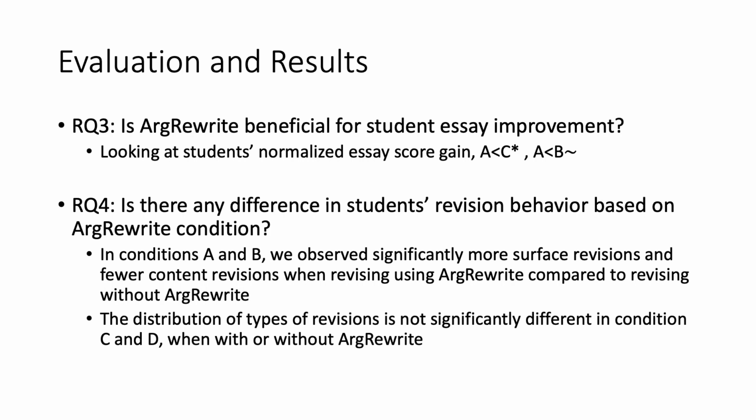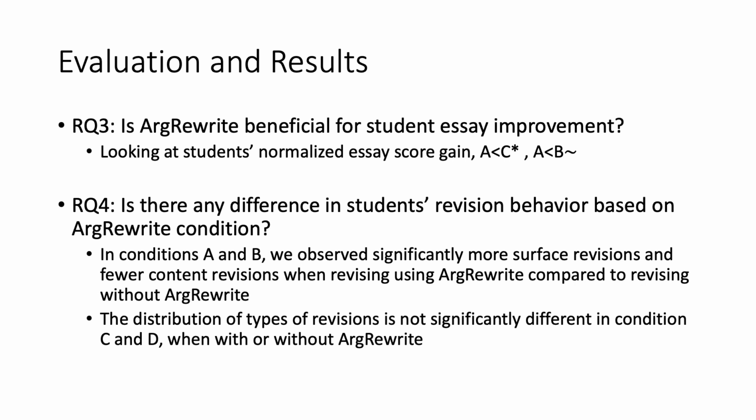Then we ask, is the algorithm beneficial for student essay improvement? Students' normalized essay score gain shows that condition C gained significantly more than condition A. Students in B also gained more than condition A, but students in D did not gain much compared to B and C. From this result, we can say students found detailed sentence level revision feedback to be more effective compared to no revision feedback at all.